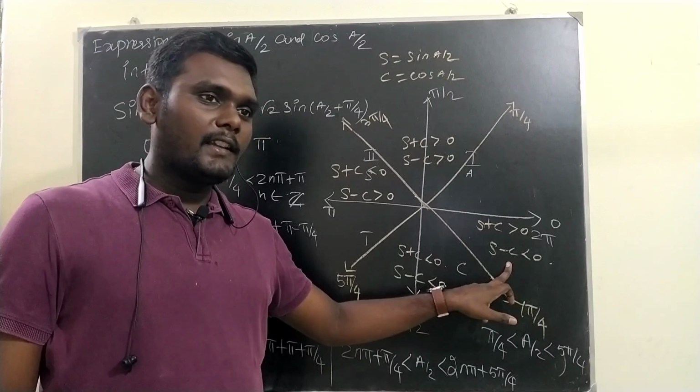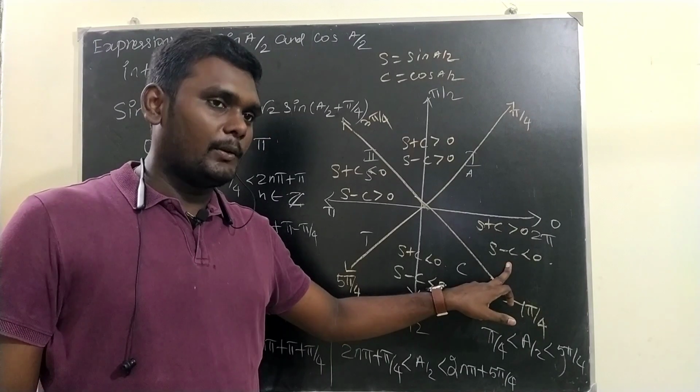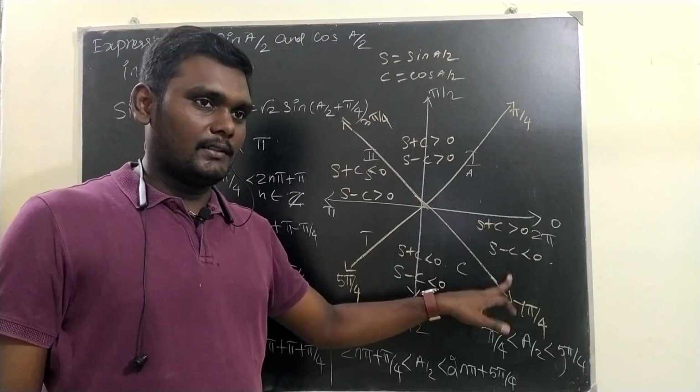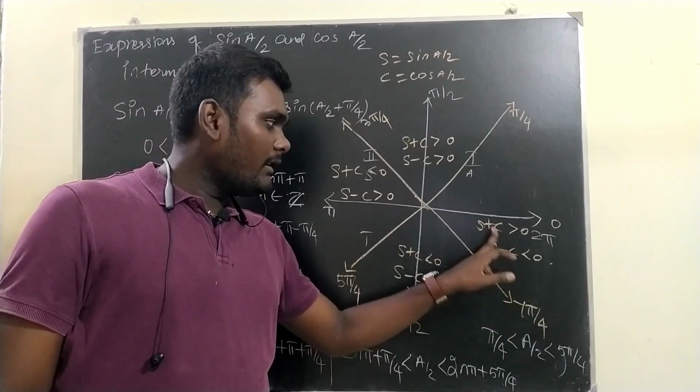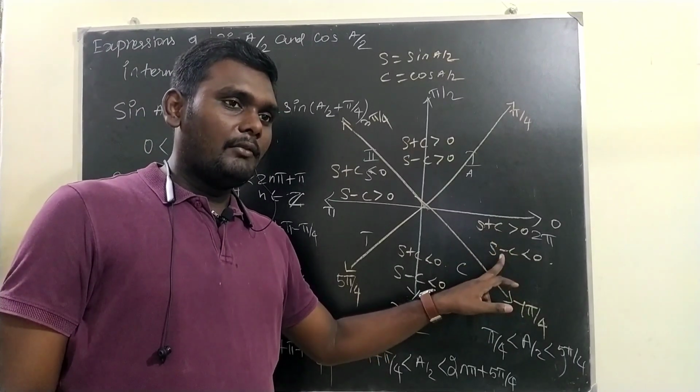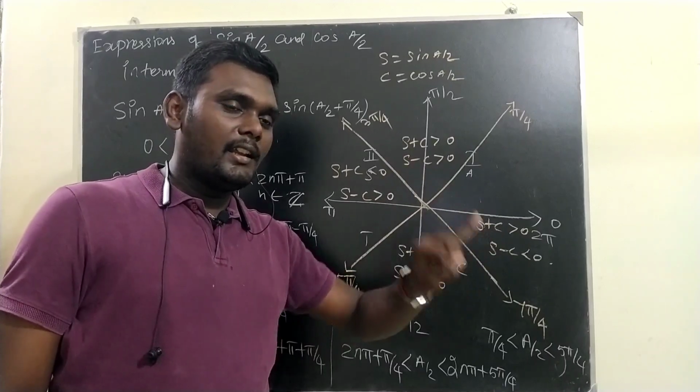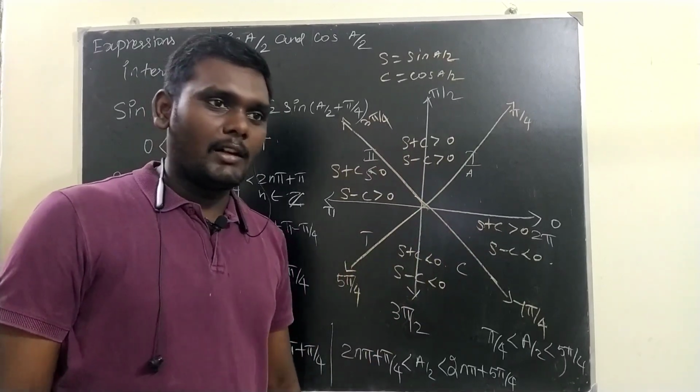So here S minus C is what? Negative. We will take the negative result. By solving these two equations, we will get sin 9 degree as well as cos 9 degree. You are not getting what I am saying.